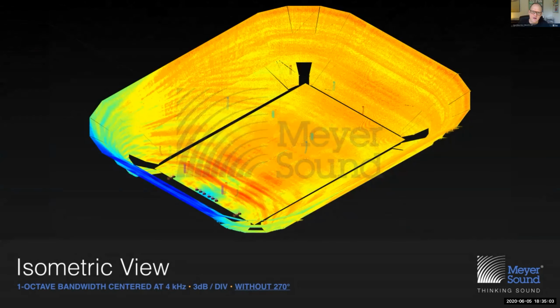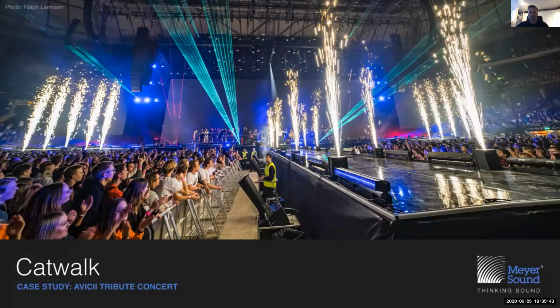Can you tell us a little bit about what we're seeing here? We're seeing a prediction, 1 octave, 4 kilohertz, 3 dB per division, but this prediction is without the 270 hang, just to be clear on that. And this was basically the end design. And what you see in the middle between the two mains, you see a dead area. And this is completely on purpose, because the show had a big catwalk going out there, so we didn't want to have that much audio spilling into that catwalk.